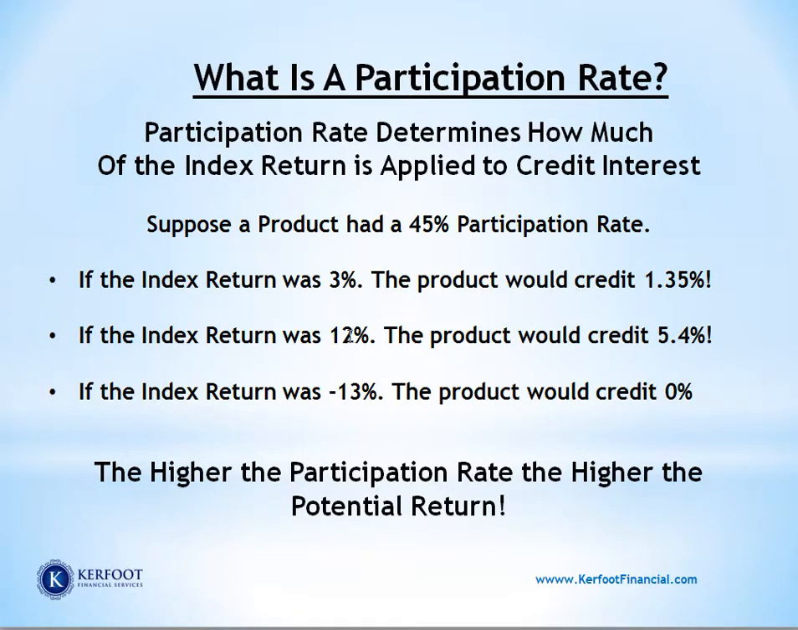If the index return was 12%, 45% of 12 is going to be 5.4%. So your return that year would be 5.4%. And again, if the index return was negative, the product would credit 0%. In a down year, you're not penalized for the down year. So the higher the participation rate, the higher the potential return.